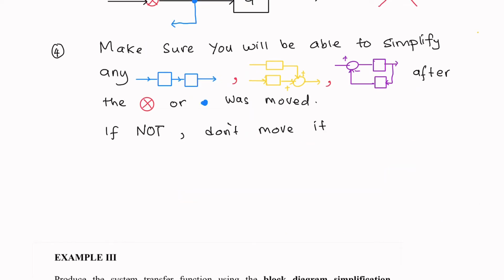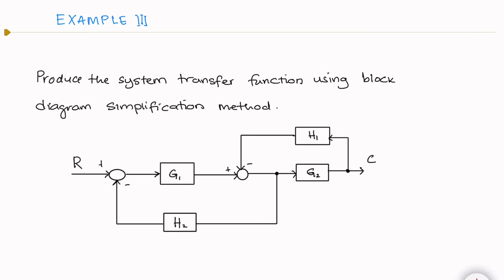Tip number 4, please make sure that you will be able to simplify any of the series, feed-forward or feedback parallel blocks after you have moved the summation or pick-off point. If you cannot simplify that, then don't move the summation point or the pick-off point. So now let's solve example 3.